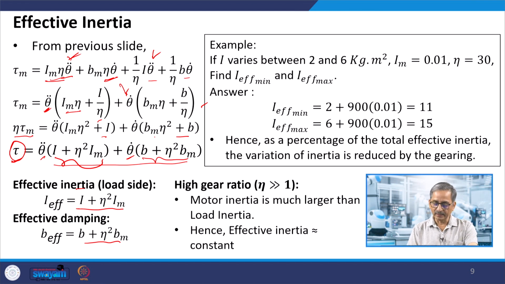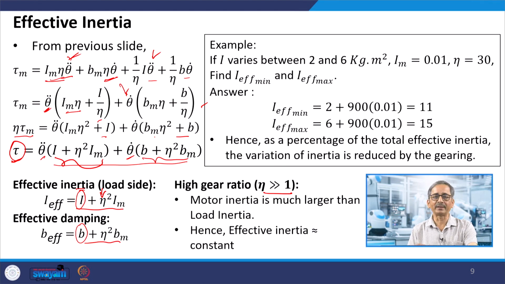And there is one thing which we have to prominently note down, and that is that if my eta is very much larger than 1, then what will happen? If this value is very large than 1, then we are taking the square of that, so that value is going to be still higher. So, with that what happens, the significance of this term I in the inertia and B in the damping reduces.